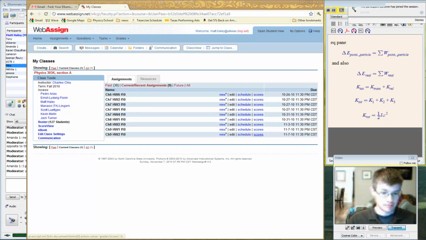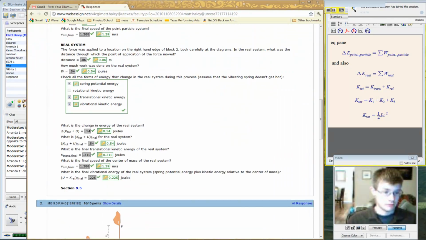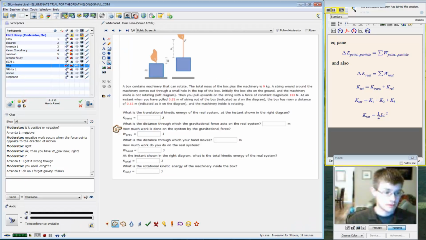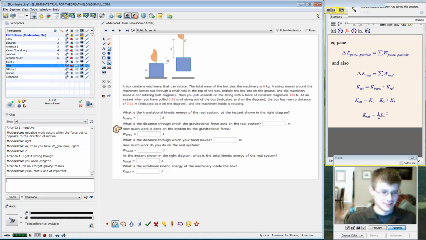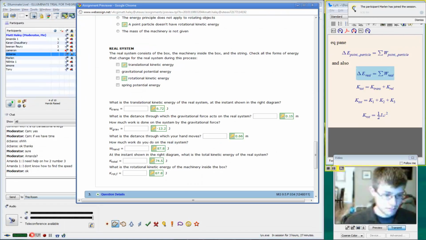Okay, so here I go to WebAssign, and I look at the scores for that particular assignment, and I find the student that I'm talking to. And then I see what she did, and I think there was a factor of 10 error there. Maybe she forgot the constant g. Okay, and that solves problems pretty quickly when you look at the answer keys.